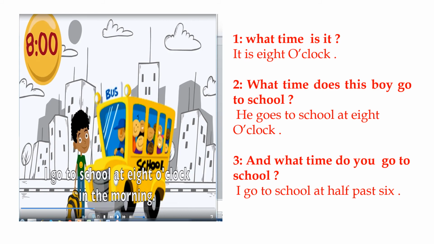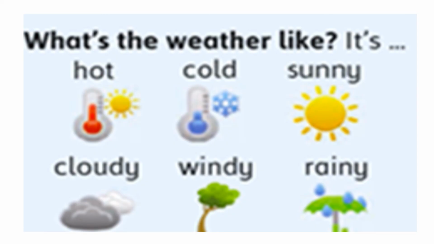Okay. Now, to ask about the weather, we can say what is the weather like or how is the weather. In answering such a question, we can say it is hot, it is cold, it's sunny, it's cloudy, it's windy, it's rainy.